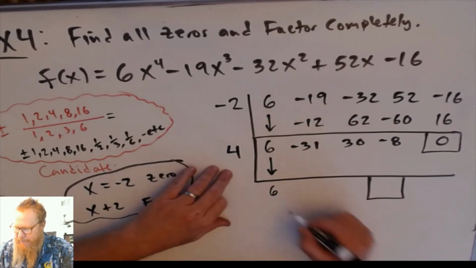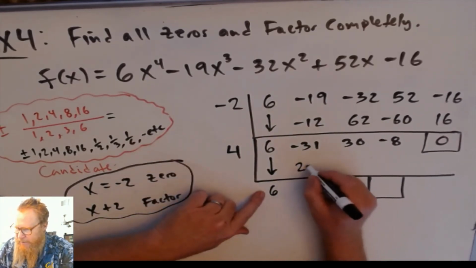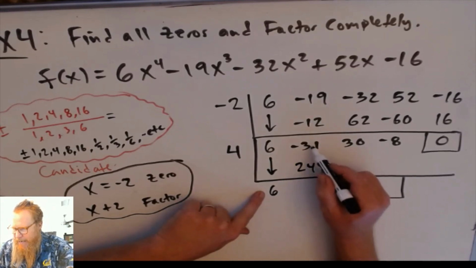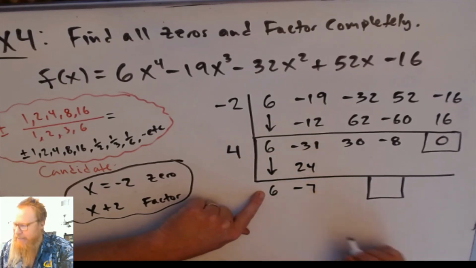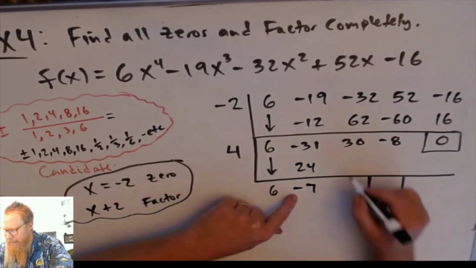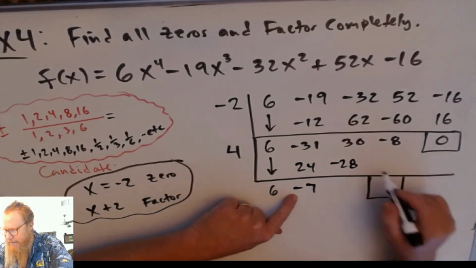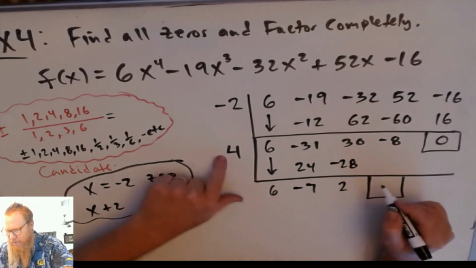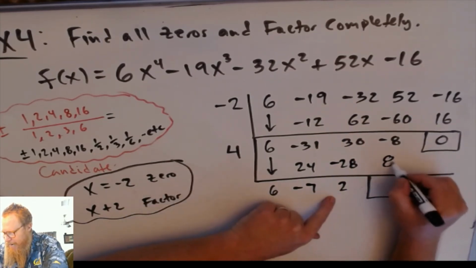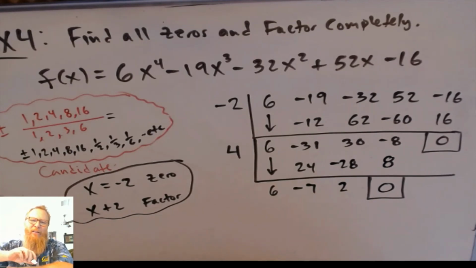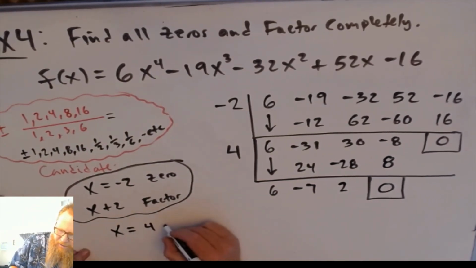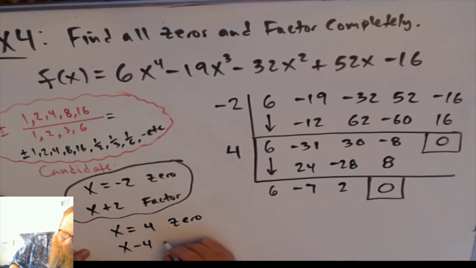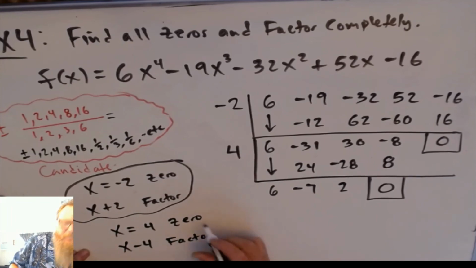So bring down the 6. 4 times 6 is 24. -31 and 24 is -7. 4 and -7 is -28. 2. 4 times 2 is 8. And there it is again. I had a feeling. So now I have x equals 4 is a 0, and x minus 4 is a factor.